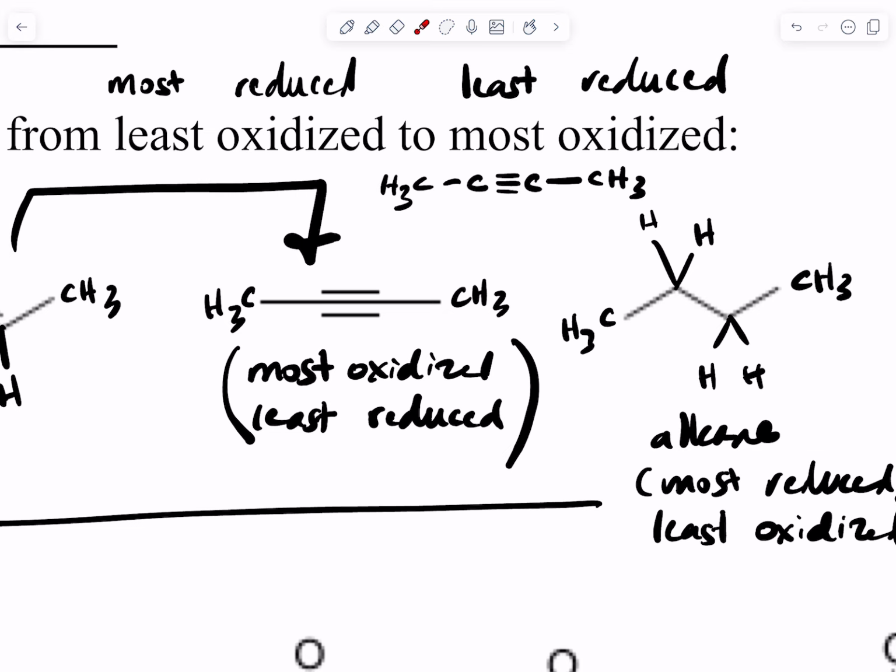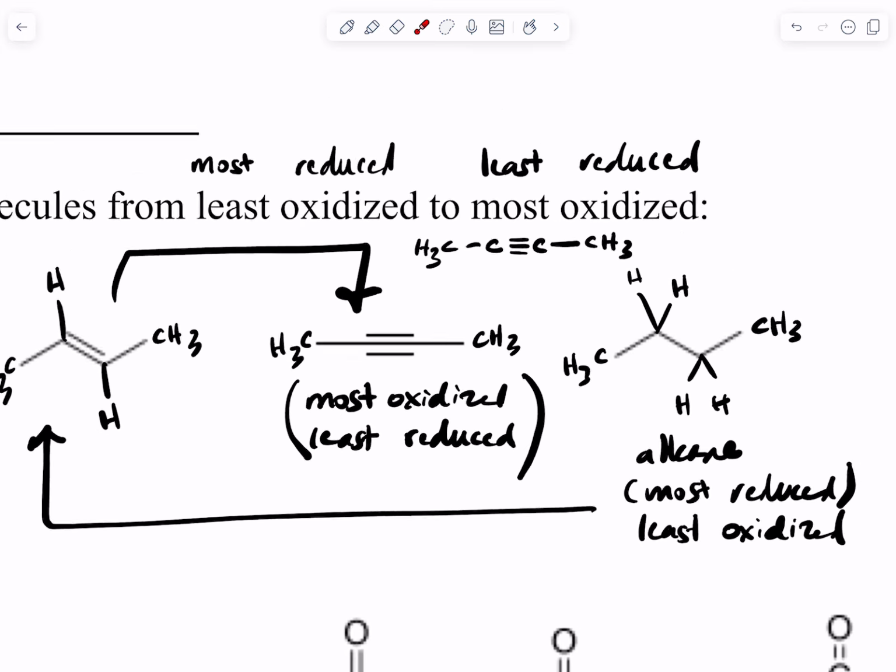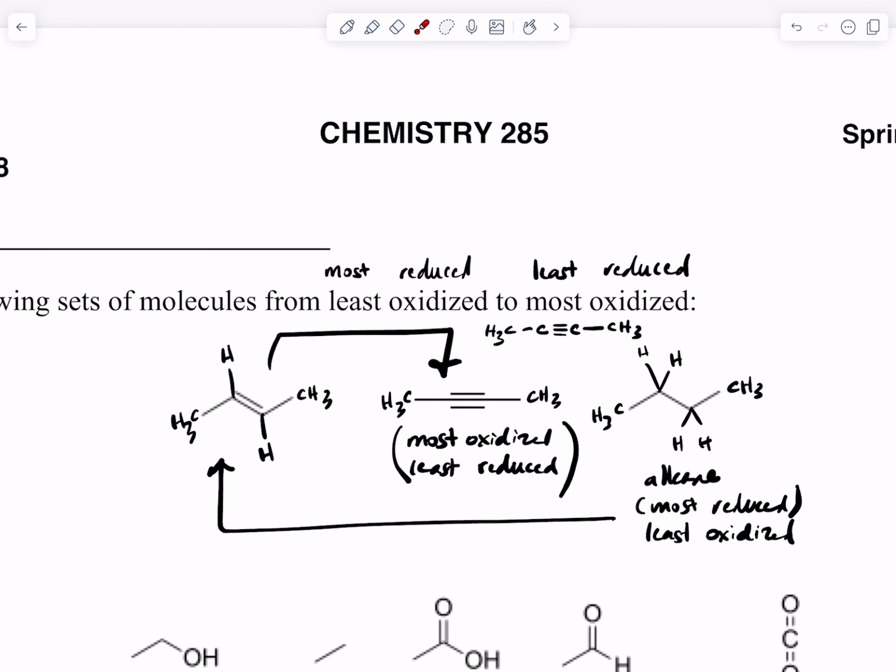Go ahead, you had something? I have a different question. Sure. So I understood how to rank them, but I'm just wondering what's the definition of oxidized?